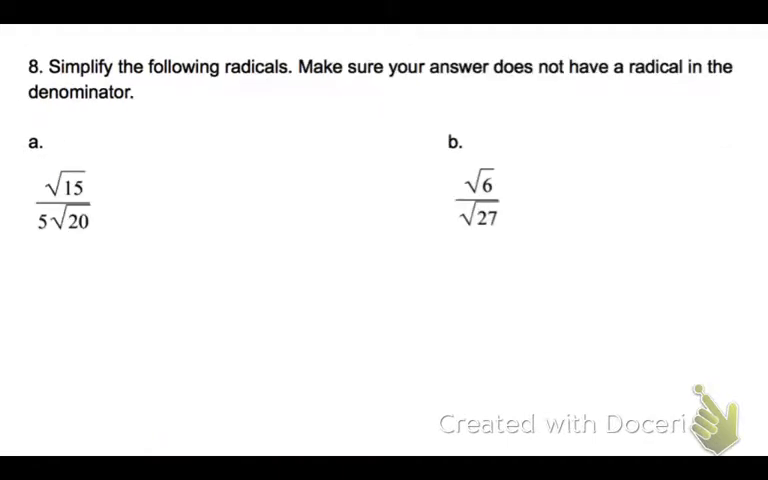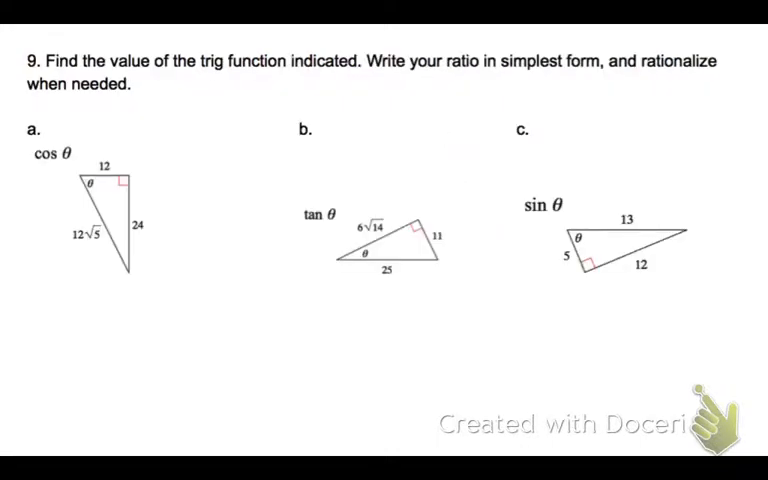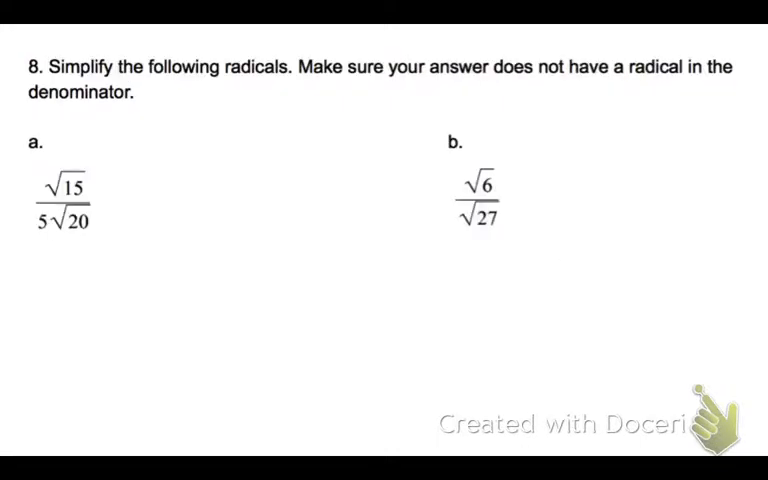Okay, now we have another simplification problem, and this one features, you have a radical in the denominator. And you all know by now that a radical in the denominator is no bueno, and it's got to go. So, what do we do?